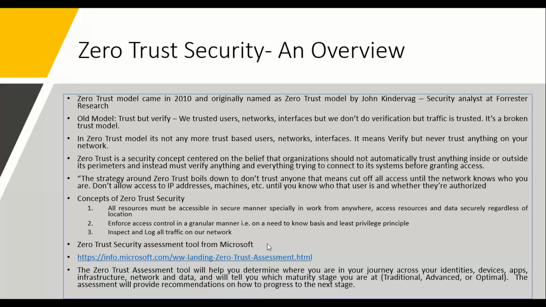Then this is one of the tools that is available from Microsoft to perform zero trust assessment, which is a very good and useful tool. I would suggest that you check out this tool. The Zero Trust Assessment tool will help you determine where you are in your journey across your identities, devices, apps, infrastructure, network, and data, and will tell you which maturity stage you are at, whether traditional, advanced, or optimal. The assessment will provide recommendations on how to progress to the next stage.